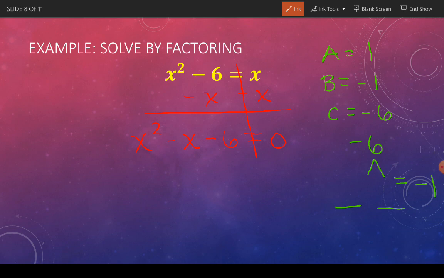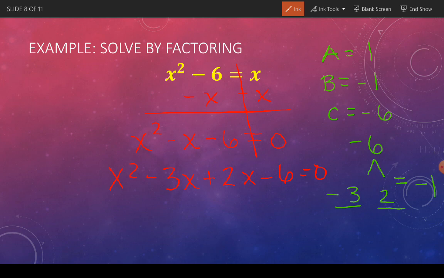So those two numbers are going to be negative 3 and 2. Once I find those magic numbers, I can plug them back into my solution here. So we're going to have x squared minus my first magic number with an x behind it, plus my second magic number with an x behind it, minus 6 equals 0.